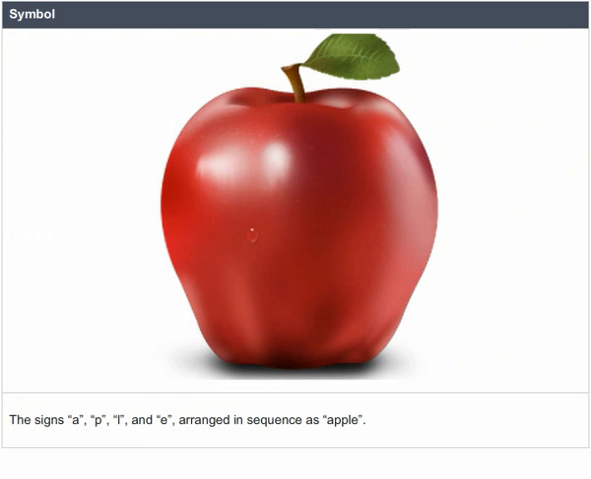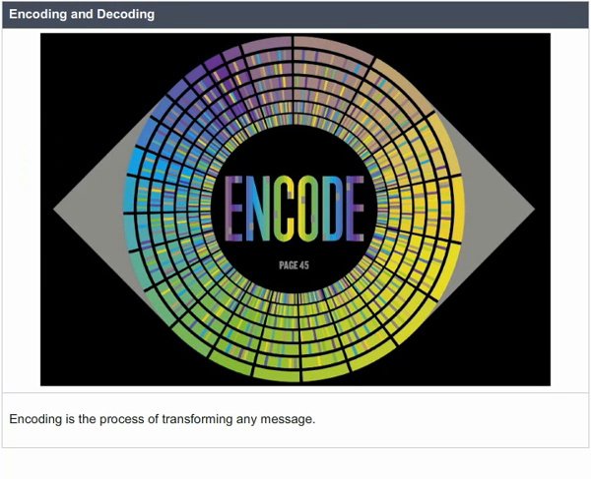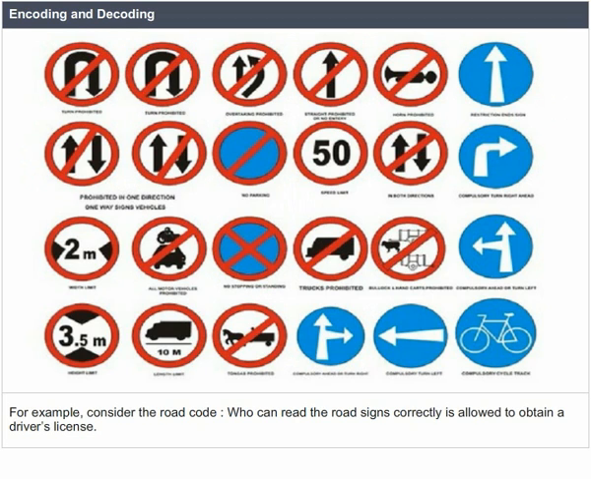Encoding and decoding. The only way that messages can be sent from one person to another is via the use of a code. Encoding is the process of transforming any message. Decoding is the process of reading the message and understanding it. For example, consider the road code. Whoever can read the road signs correctly is allowed to obtain a driver's license.